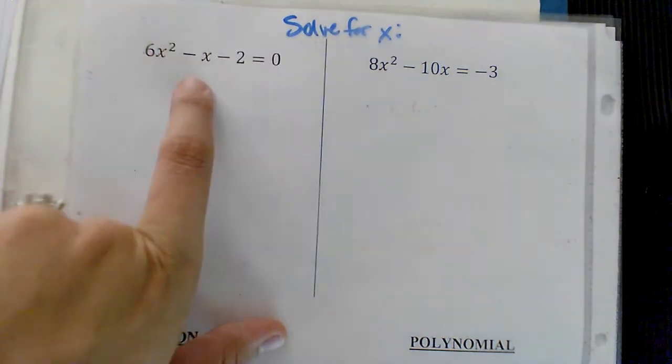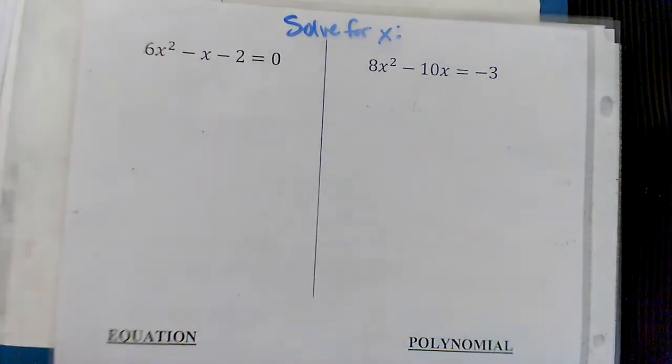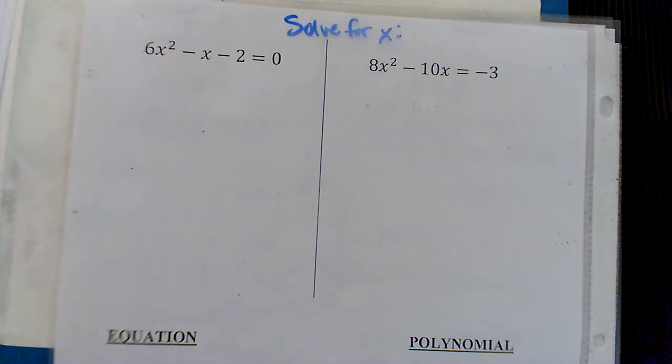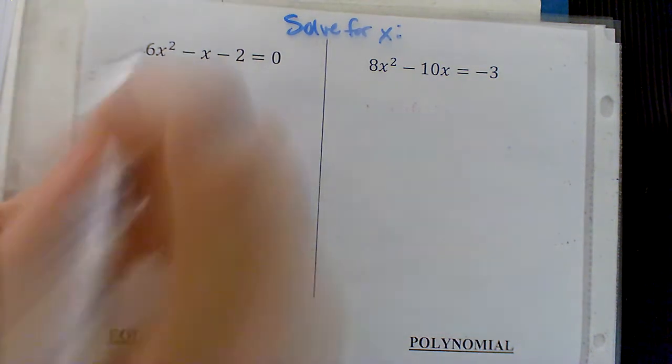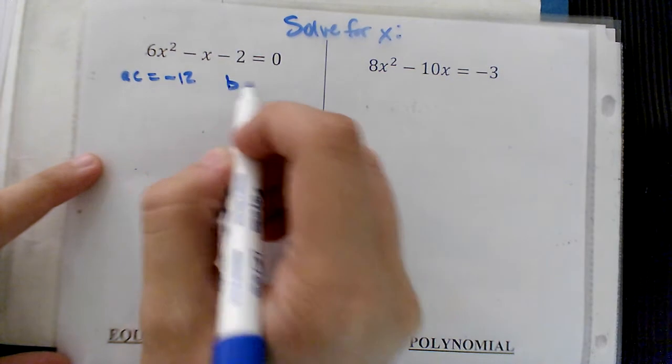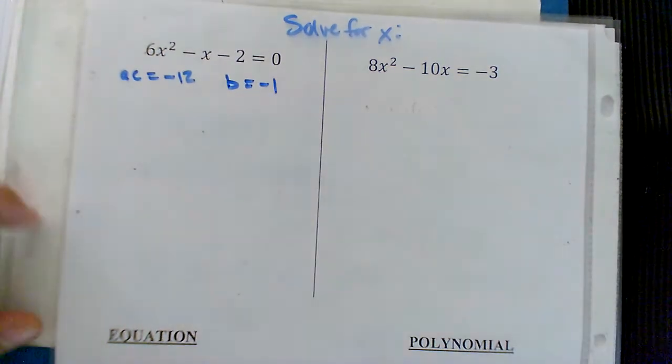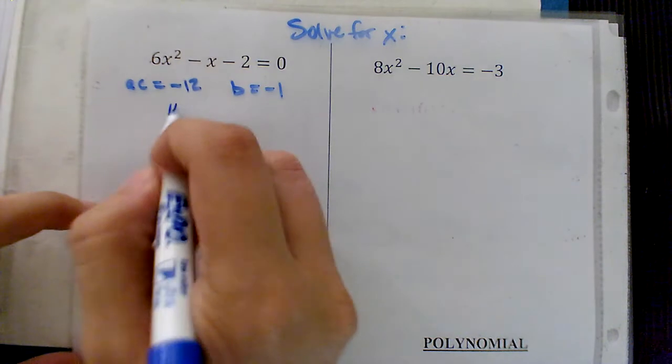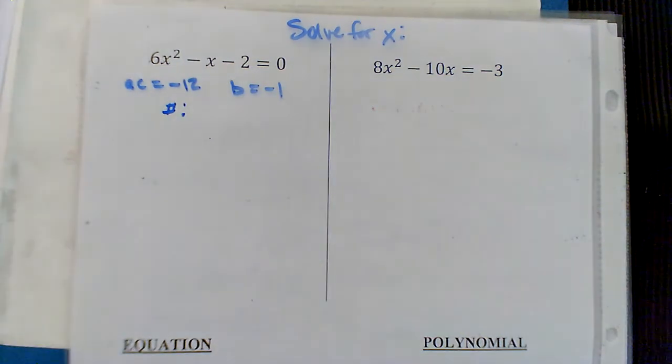Looking at the first one, can we factor the left-hand side? Think about your techniques. Can we GCF? That's always first. No. Perfect square trinomial? No. Difference of squares? No. So we're left with divide and slide or grouping, whatever you're comfortable with. Let's go at it. A times C, negative 12, B, negative 1. Find those special numbers and you're on a roll.